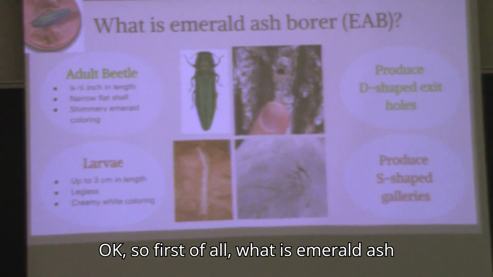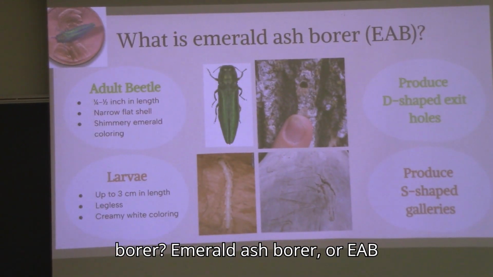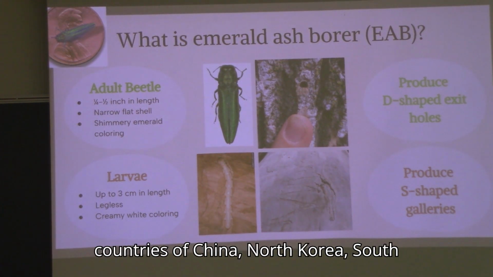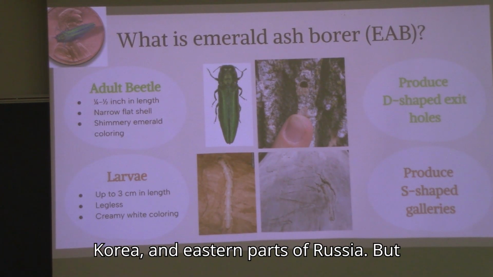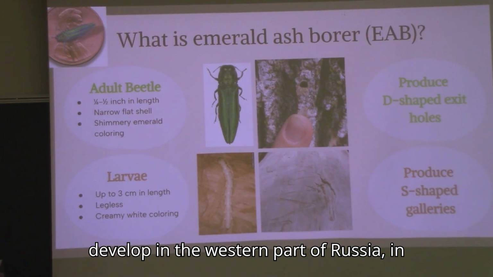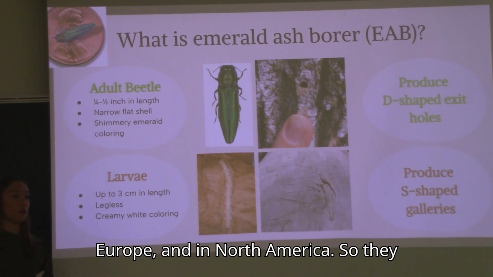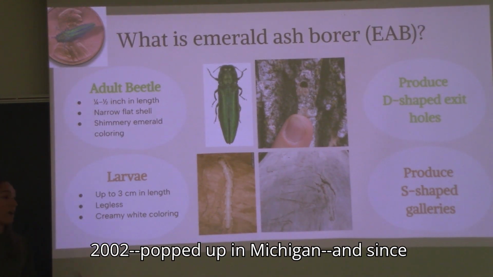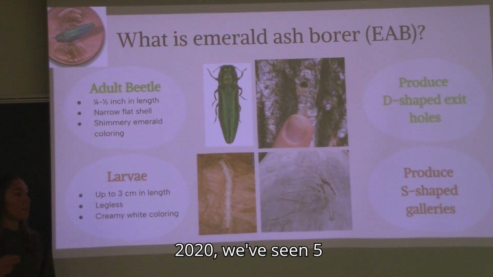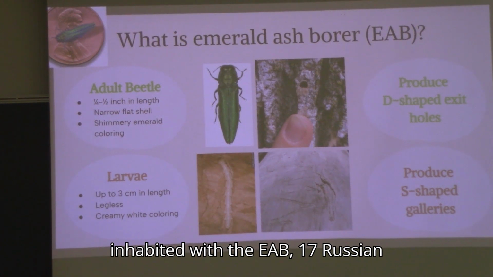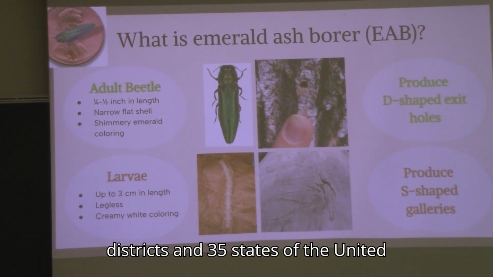Okay, so first of all, what is emerald ash borer? Emerald ash borer, or EAB, is a wood-boring insect native to Asian countries of China, North Korea, South Korea, and eastern parts of Russia. But since the 1990s, you've seen populations develop in the western part of Russia, in Europe, and in North America. So they came originally to the United States in 2002, popped up in Michigan, and since 2020, we've seen 5 Canadian provinces being inhabited with EAB, 17 Russian districts, and 35 states of the United States.